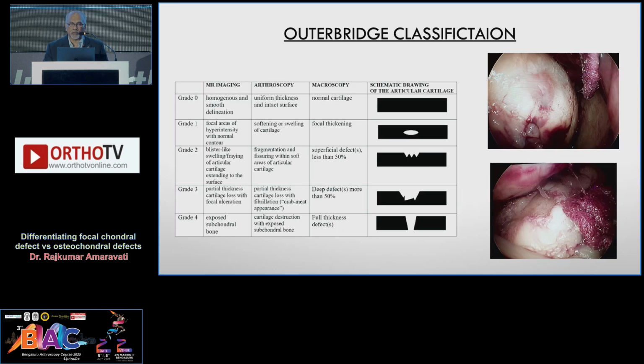This classification every one of us knows. When 50% of the depth of the cartilage is involved, that is when we do a surgical procedure. Less than 50%, there are options of managing it conservatively or substituting it with tissue or biologics that will propel the knee for a longer period of time.